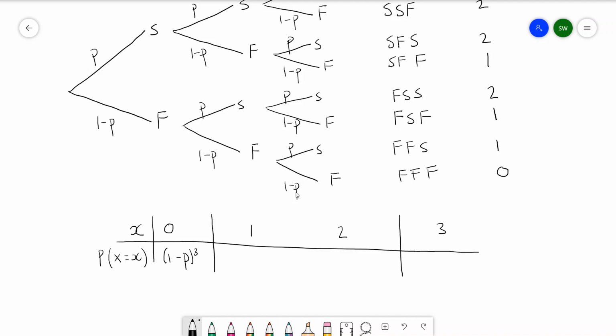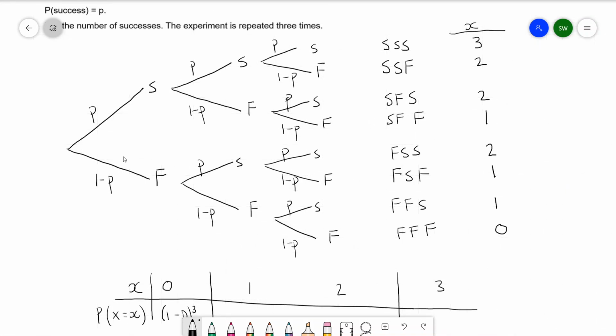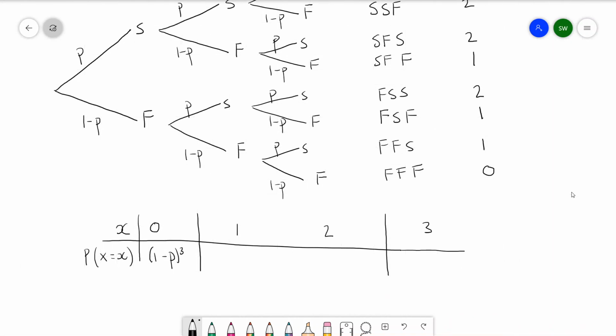And it's also quite easy to see what the probability of having 3 successes is. Well, we're doing 3 trials and all of them are successes, so we're going to go down the success branch 3 times. So that's just going to be P times P times P, or P cubed. These 2 in the middle are slightly more complicated.